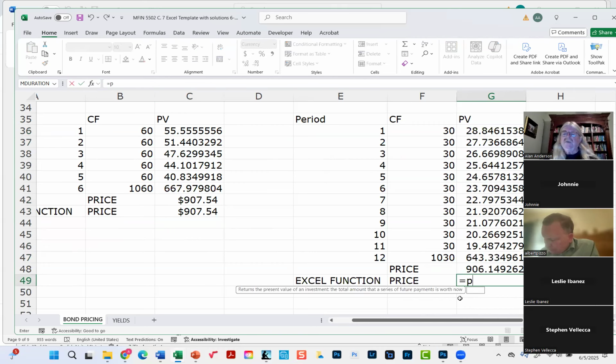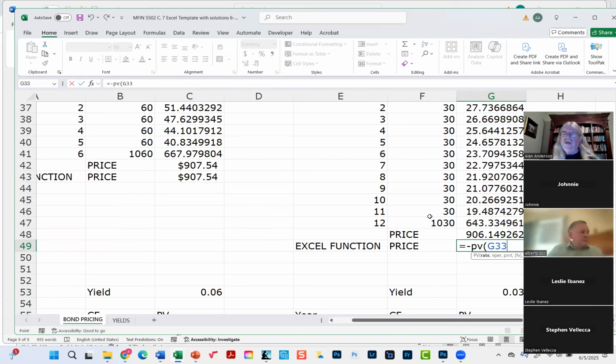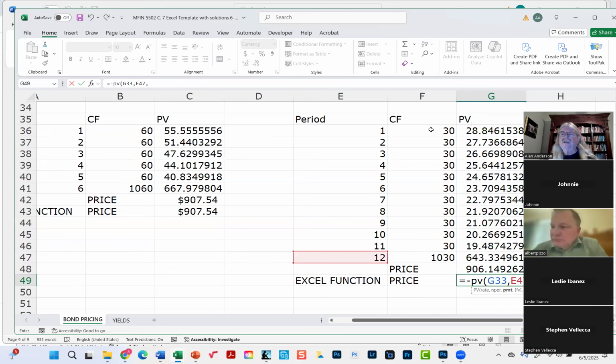So again, we'll use Excel's built-in functionality, PV. The rate is the 4. The number of periods is 12 this time, 12 semi-annual periods. The payment is $30 and it's $1,000.